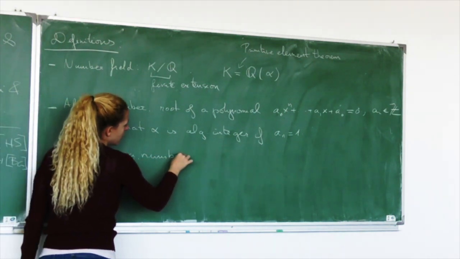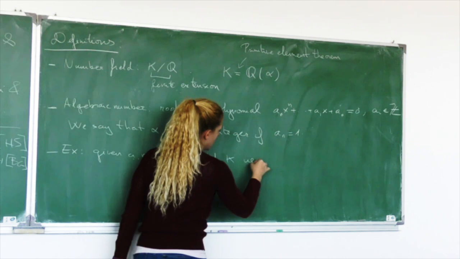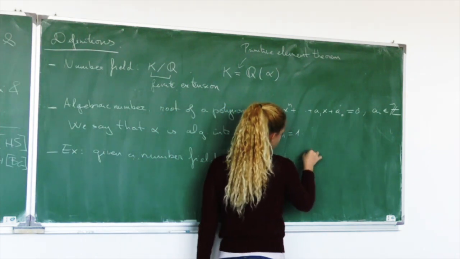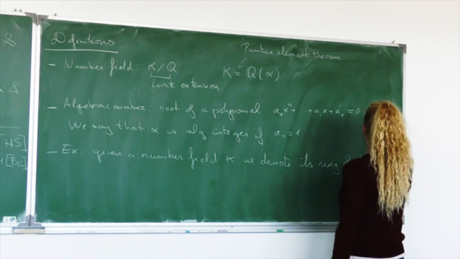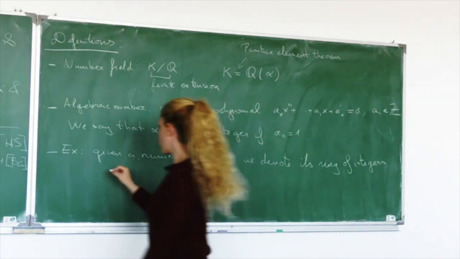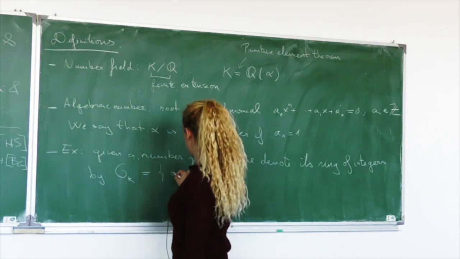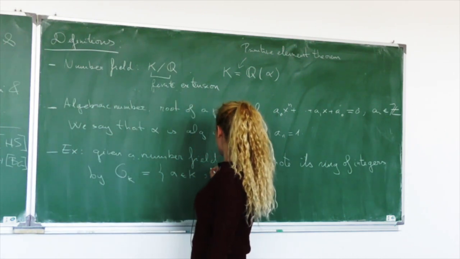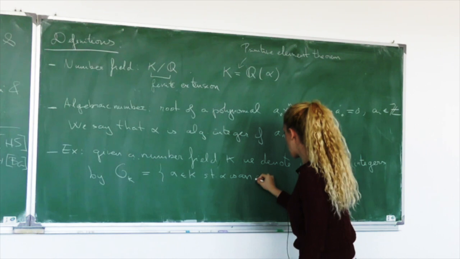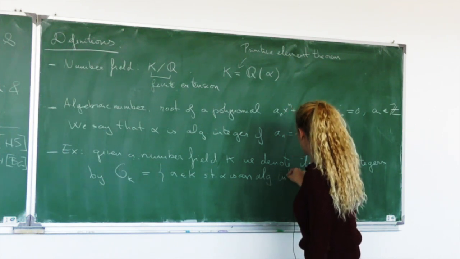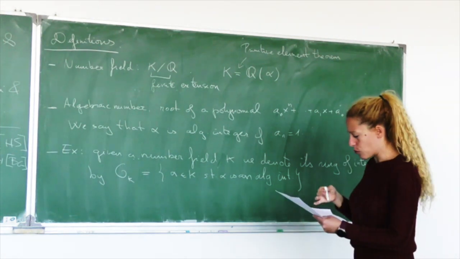In particular, I can give an example. Given a number field K, we denote its ring of integers by O_K. So what is this? Those are the elements in K such that alpha is an algebraic integer. Okay, so this I think you are familiar with, but again, just in case, I'm repeating.